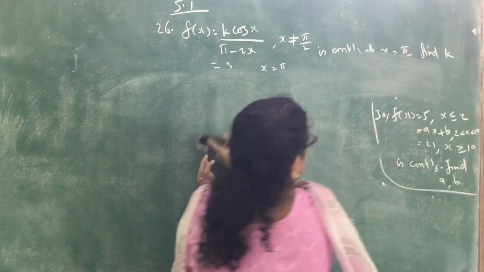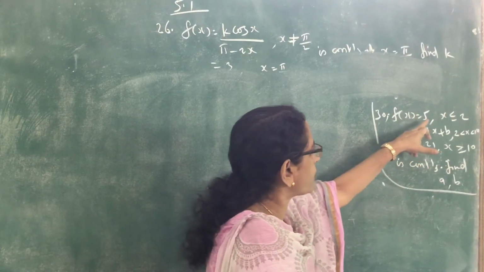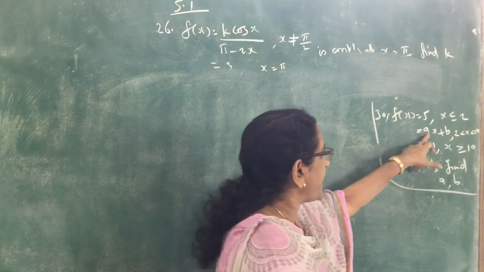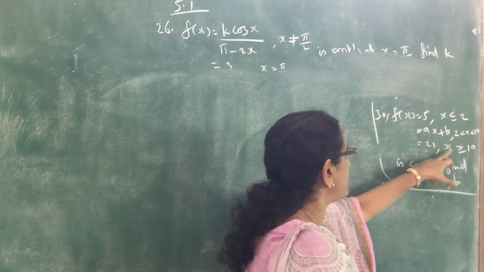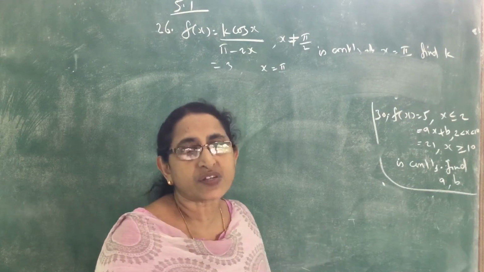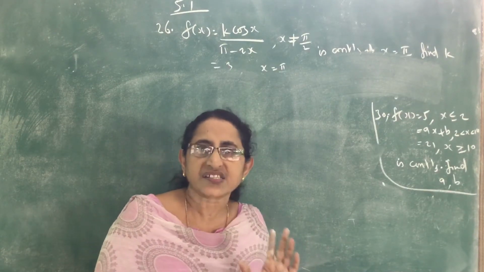Question number 30. The function is defined like this. F of x equals 5 when x less than or equal to 2, equals ax plus b when 2 less than x less than 10, and equals 21 when x greater than or equal to 10. It is given that this function is continuous; a particular point is not given.